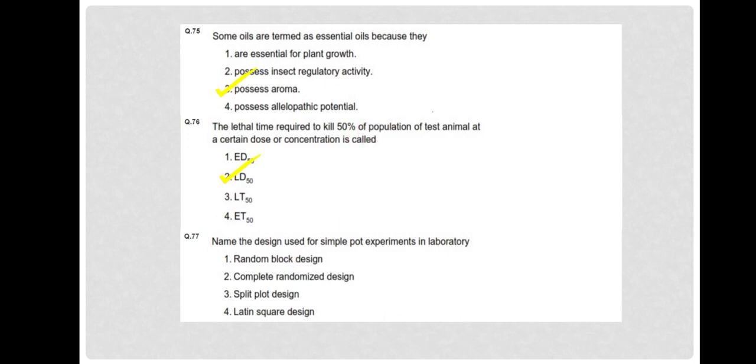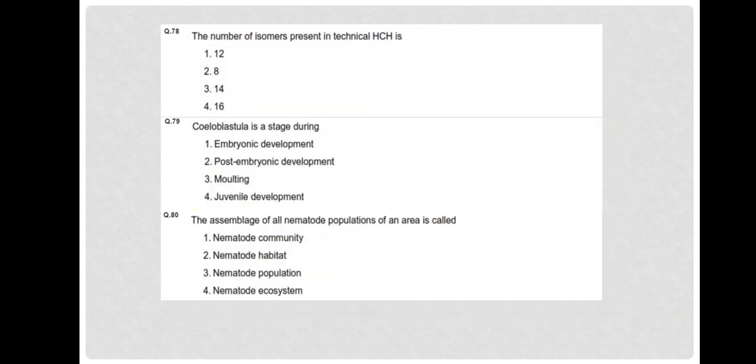Okay, next question number 77. Name the design used for simple plot experiments in laboratory. So the answer is completely randomized design or CRD. In laboratory condition, mainly the CRD design is used, but the minimum degree of freedom must be 12.